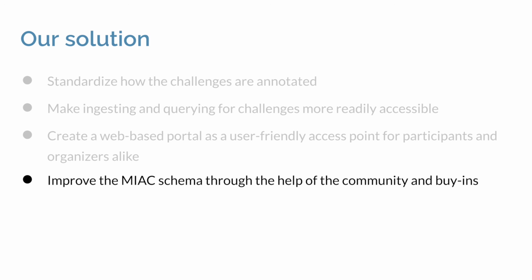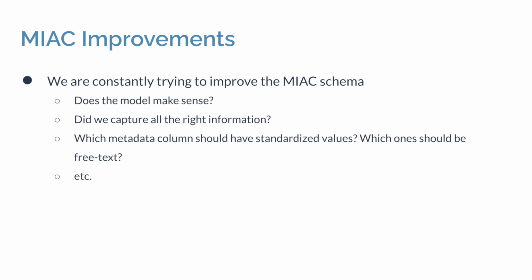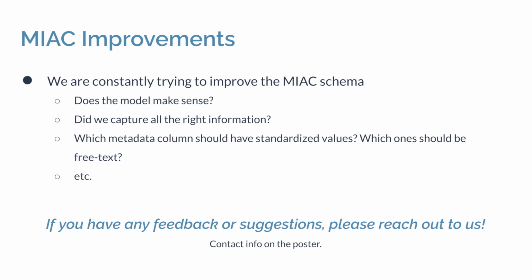As mentioned previously, we want to provide a common mechanism for how challenges are indexed and described, and we cannot do that with just our own insight. We would love to receive feedback and suggestions from the broader community and buy-ins on whether the MIAC schema is capturing everything that is of relevance. For example, does the model make sense? Did we capture all of the right information? Which metadata columns should have standardized values and which ones should have free text? And more. If you have any feedback or suggestions, please reach out to us.